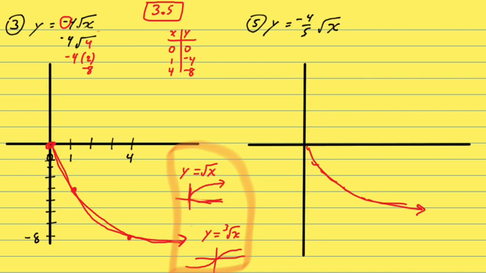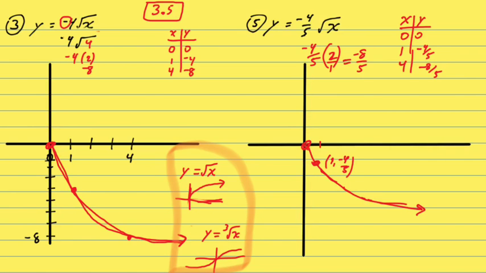I would like some points. If you put in a 0, you get out a 0. What do you get if you put in a 1? Negative 4/5 times the square root of 1, which is 1. So you would have 1, negative 4/5, right? What would you get if you put in a 4? What's the square root of 4? And when you multiply top times top, bottom times bottom, you get negative 8/5. So if that's 1, 2, 3, 4, this would be 4 comma negative 8/5.